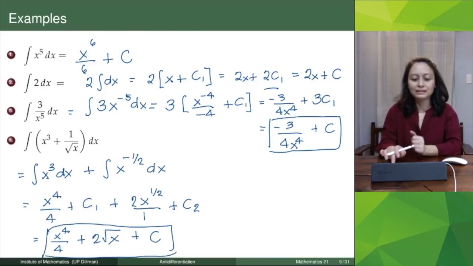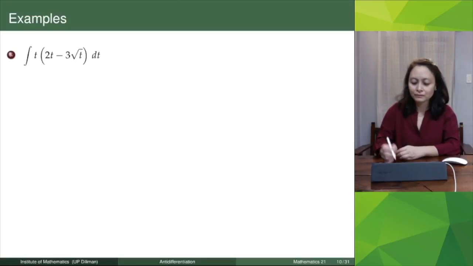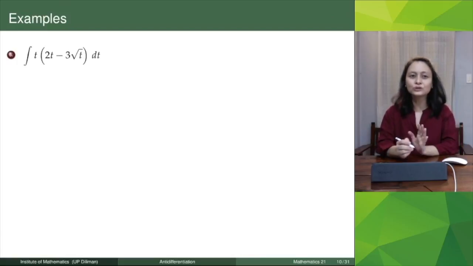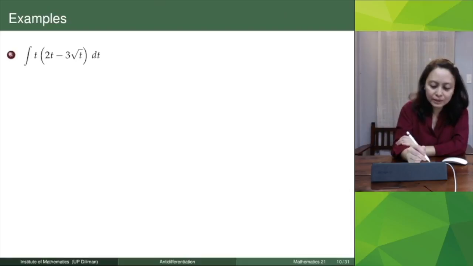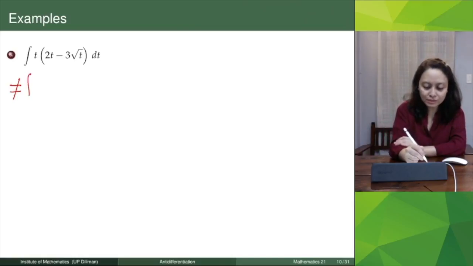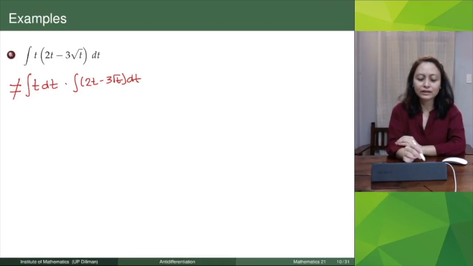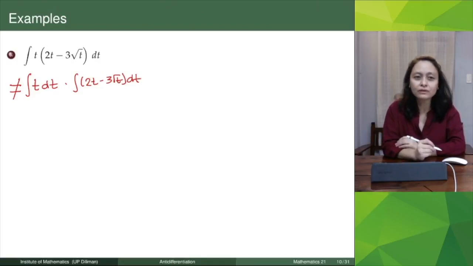Here, the next example. We want to get the antiderivative of t times the quantity 2t minus 3 square root of t dt. Common mistake. Siguro, kung nagmamadali kayo, gusto nyong mag-distribute. Remember ito, wala tayong theorem. At wala talagang theorem na pwede nyong i-distribute yung antiderivative over a product. So this is not equal to, huwag nyong sasabihin ganito ha, antiderivative of t dt times antiderivative of the quantity 2t minus 3 square root of t dt. Malito. Okay? They are not equal. You cannot distribute an antiderivative over a product.